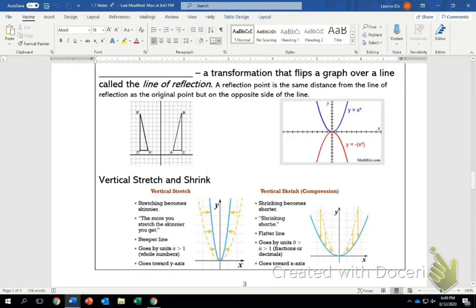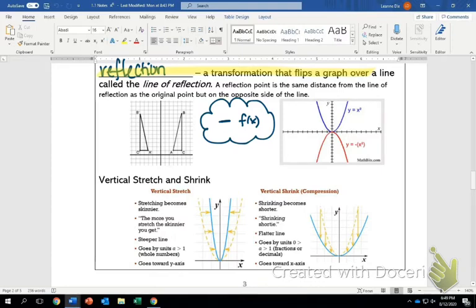So the next specific transformation we'll look at is the reflection. A reflection is a transformation that flips a graph over a line called a line of reflection. And typically this is when you have a negative in front of your function. If we were to emphasize anything here, it's that you have to have a negative, and it should always be in front of your x.